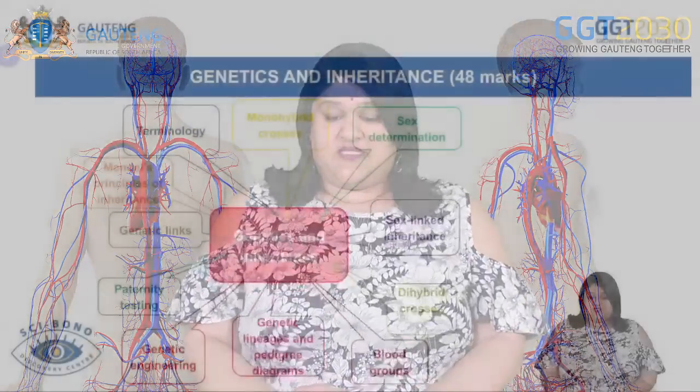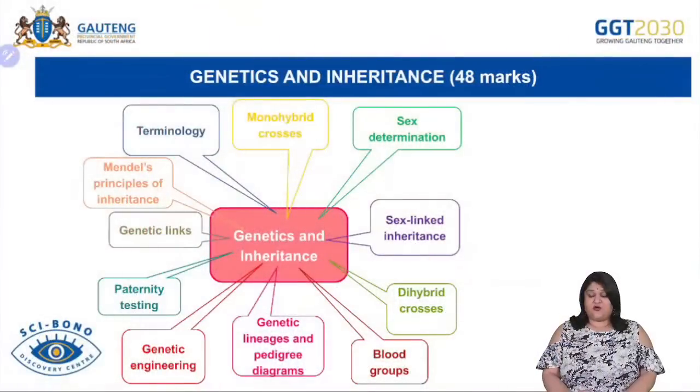Right, so let's start with genetics and inheritance. It's 48 marks, as Sina has told you earlier on in the session, which means it's basically a third of your paper. It's a large chunk of your paper, so it's very important that you understand this topic and that you study it well. So here's a little mind map of the subtopics that you need to know.